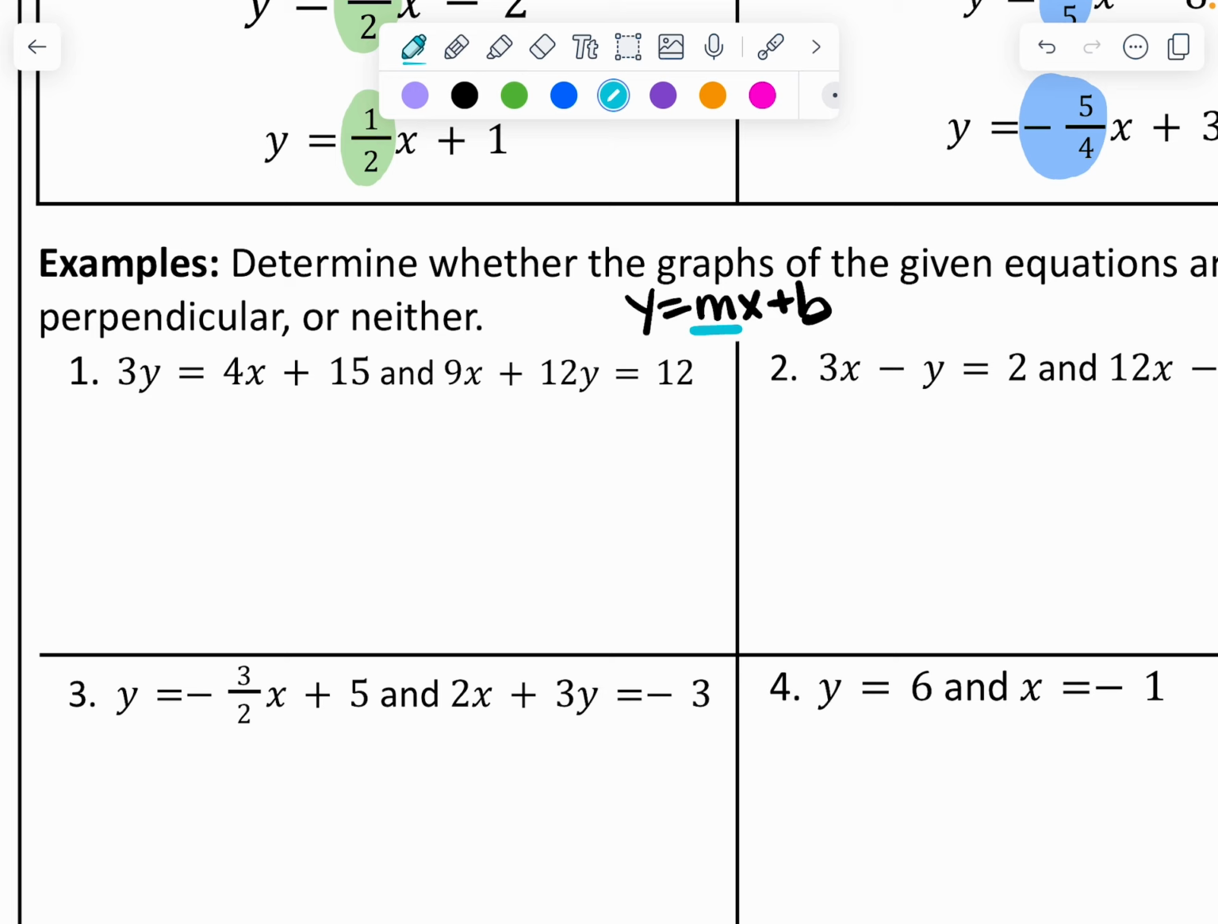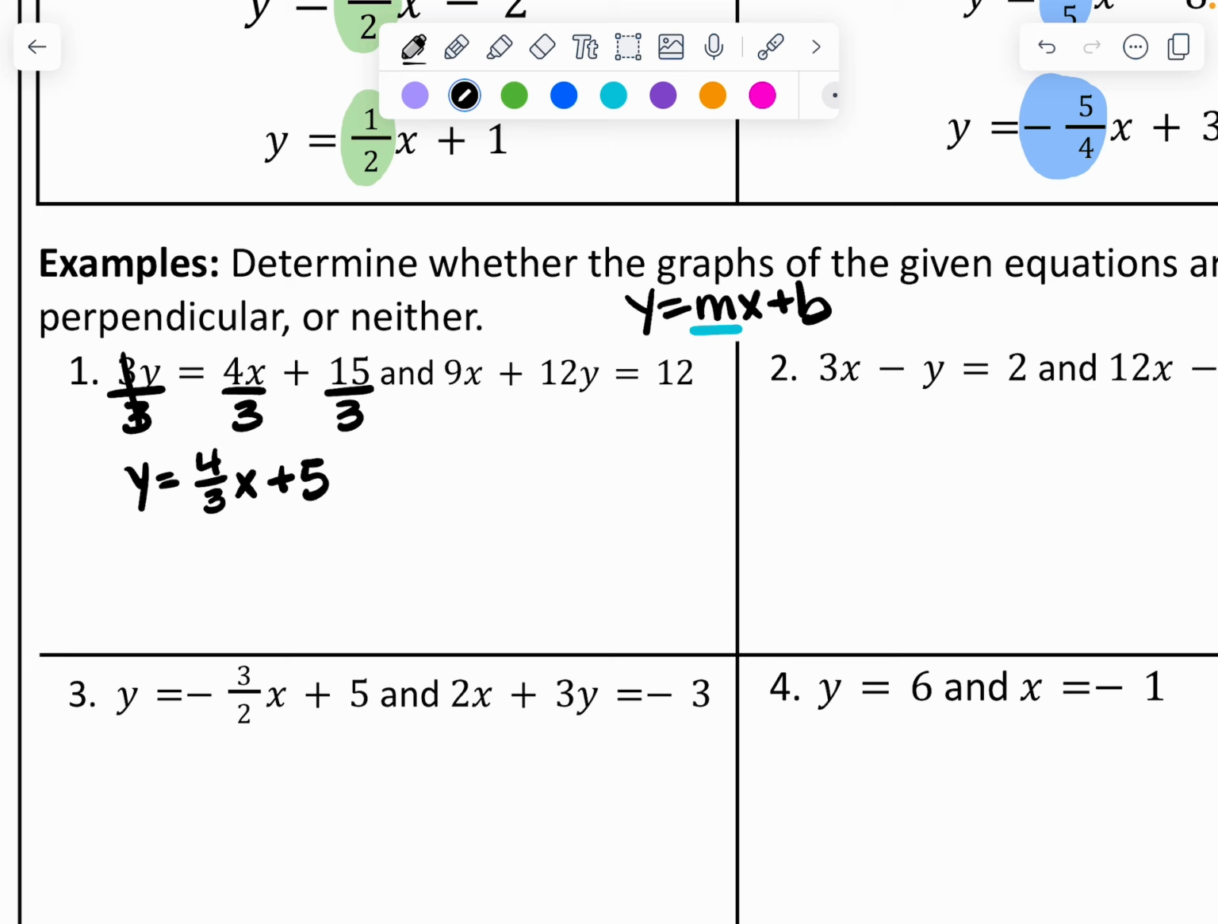If we want to know whether they're parallel or perpendicular, I need to convert them. So let's divide by 3 because we need to get y by itself. This becomes y equals 4/3x plus 5. Now we know that m is 4/3 for that equation.